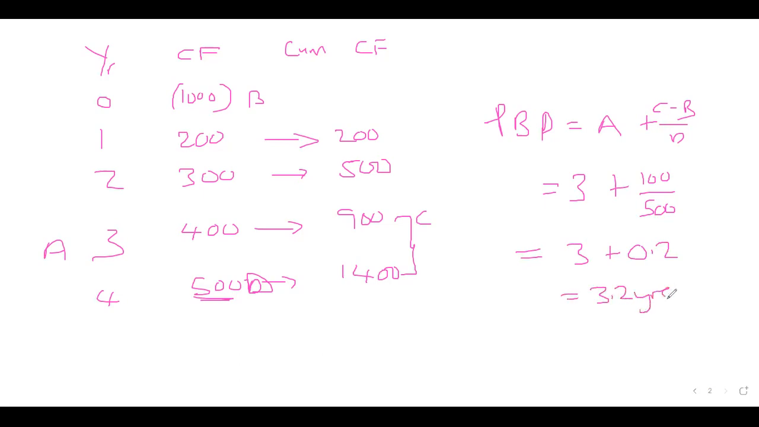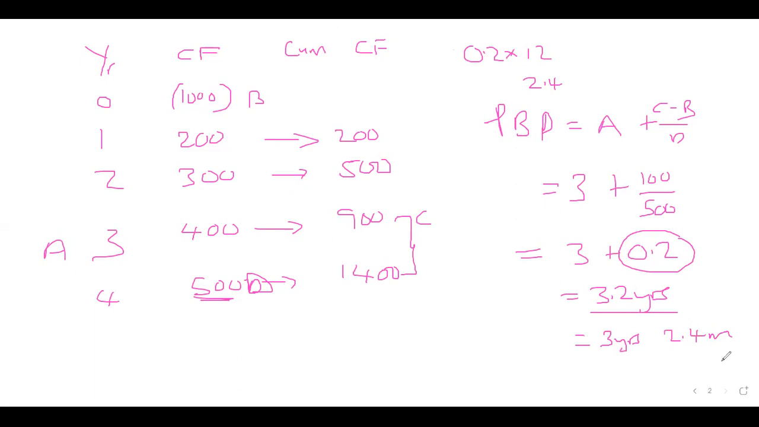People make a mistake to say 3 years, 2 months. This is not 2 months. To get it in terms of months, we multiply 0.2 and how many months we have? 12 months. So this one becomes what? This one becomes 2.4 months. So it will be 3 years and what? 2.4 months. All right.